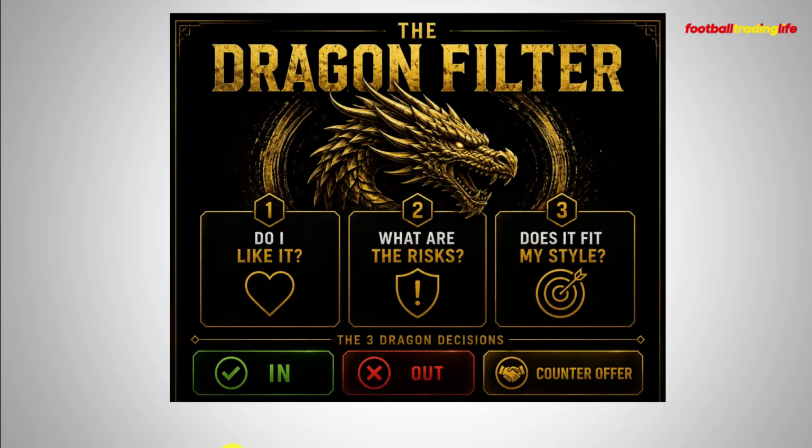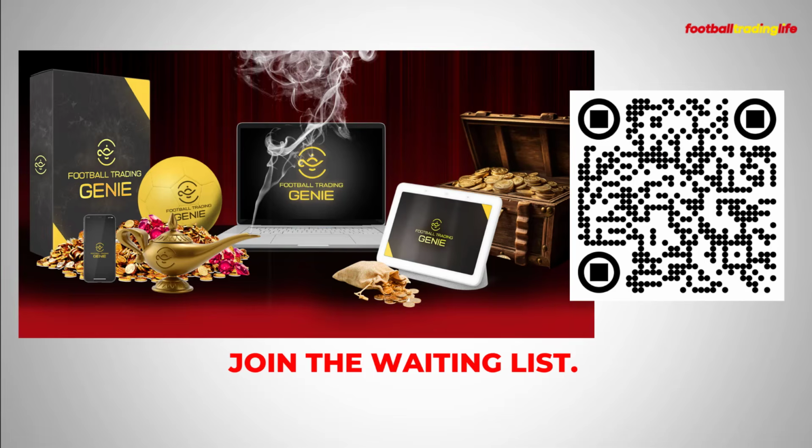So that's the dragon filter. That's what you need to think about when you're looking at the AI and what it puts out with these trading opportunities. Do you like it? What are the risks of it? And does it fit my style? And if you are kind of liking it, but you're not quite sure about the risk, you can make a counter offer. Does it fit my style? Are these the odds I want to get involved in? If not, counter offer. Go in at a slightly higher odds or lower odds, depending. So anyway, this is what you need to think about.